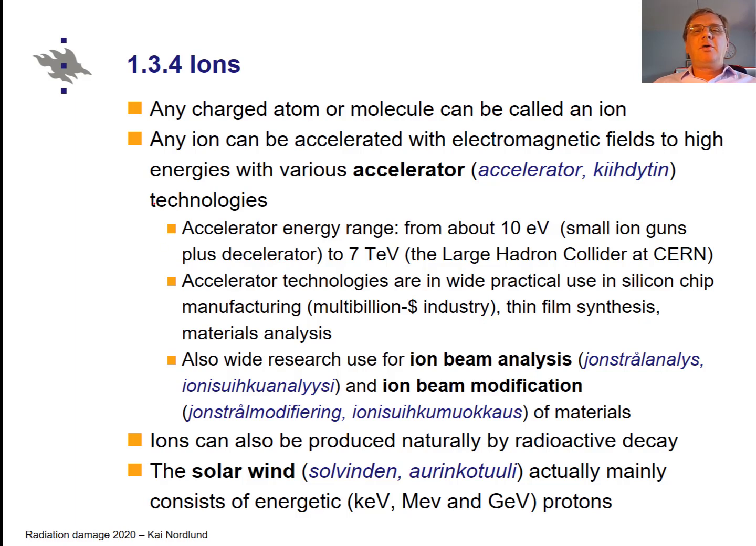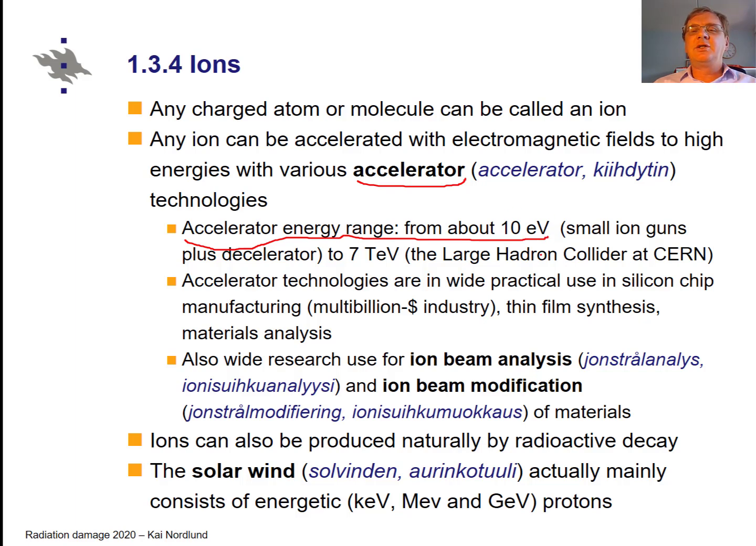And the fourth main category is ions, that is atoms or molecules which are ionized so that they have an electric charge and then they can be accelerated. And this brings us to the range of accelerators, particle accelerators, which exist at CERN, but also exist in many other places.